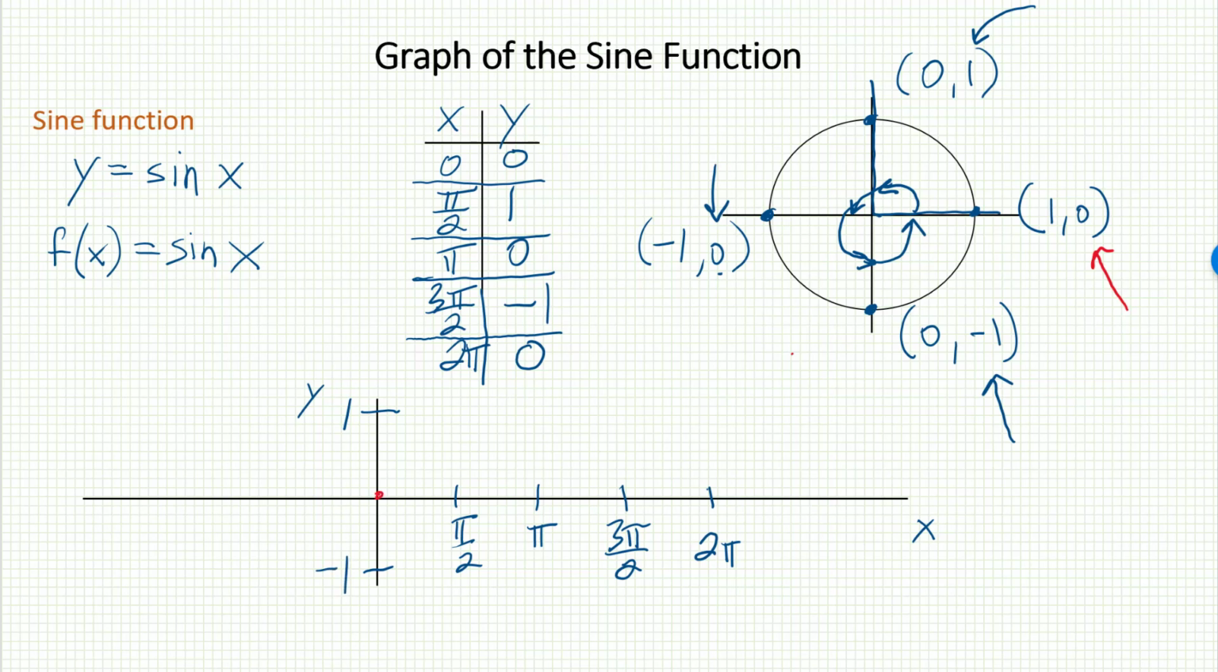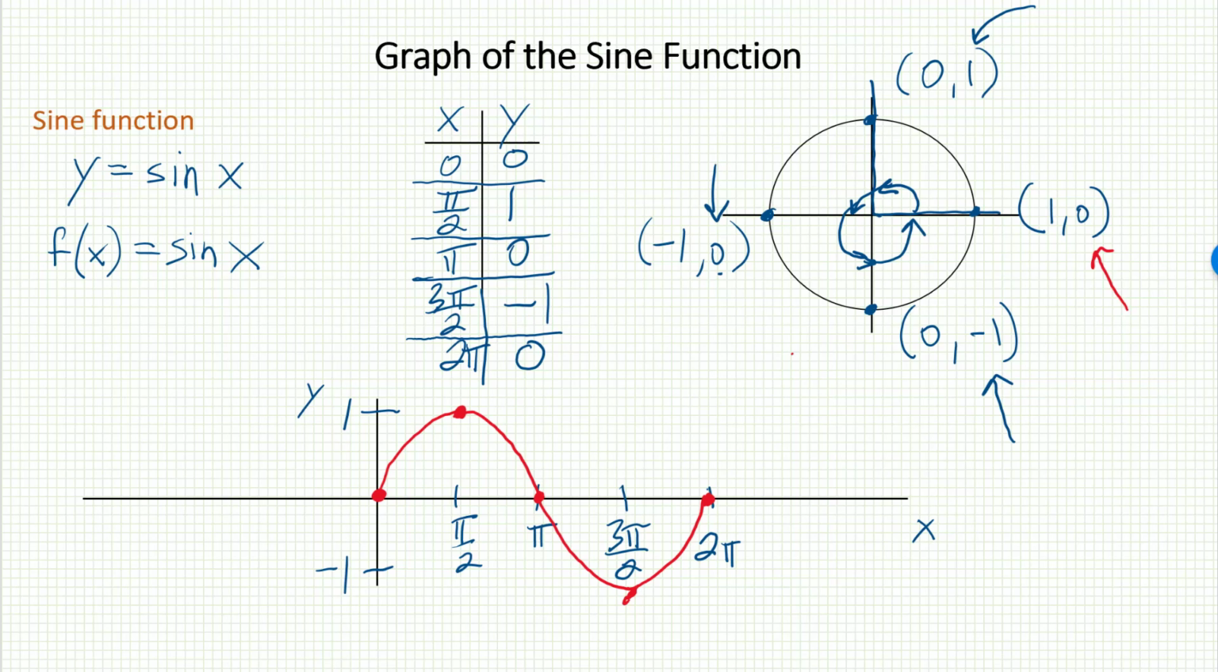We start at 0, 0. From there, the b coordinate rises so that at pi over 2, you've reached a b coordinate of 1. Of course, then it starts falling so that by pi, you're back to 0. At 3 pi over 2, your b coordinate is down at negative 1. And then by 2 pi, you're back to 0. Well, I've just drawn a portion of the sine function.